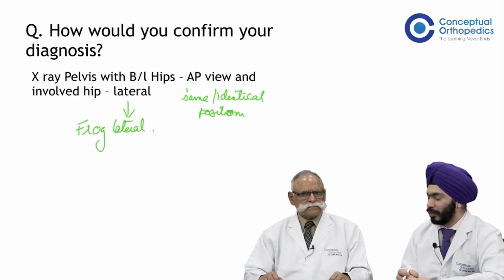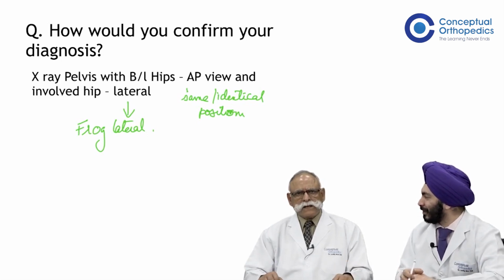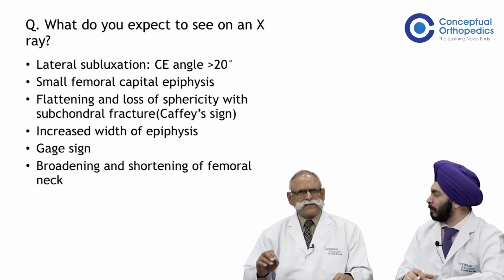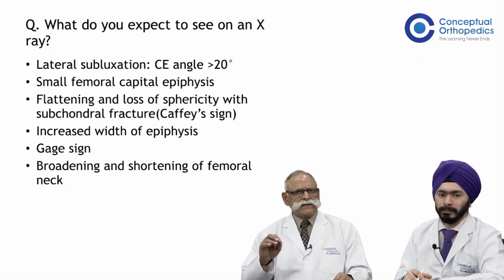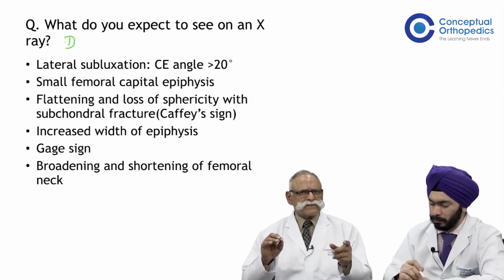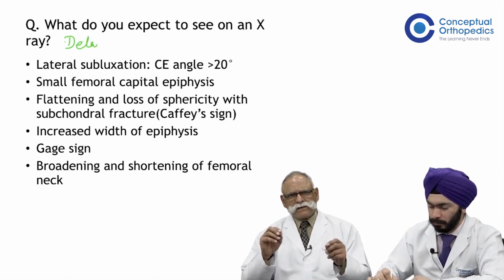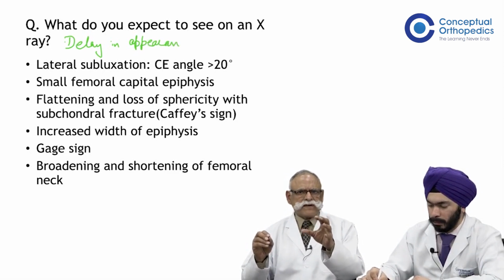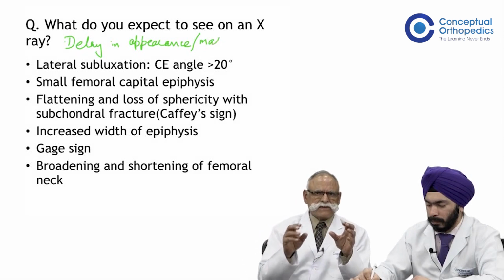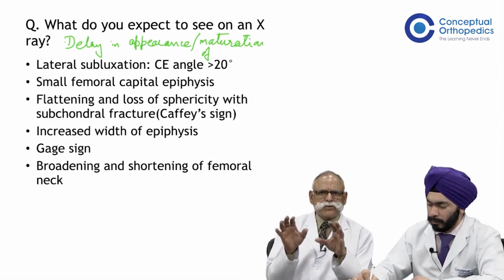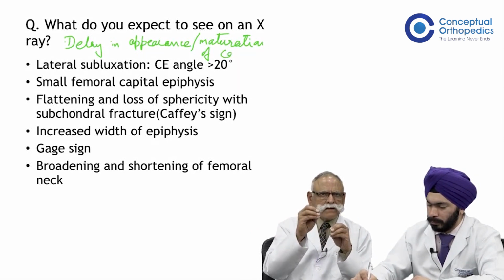The next question usually is, what do you expect to see on an X-ray? The classical feature that you find on the X-ray is delay in the maturation, or before that an appearance of the bony nucleus of the capitofemoral epiphysis. Let's say delay in maturation. Appearance at a very early stage, but there is a delay in maturation of the bony nucleus of the epiphysis.